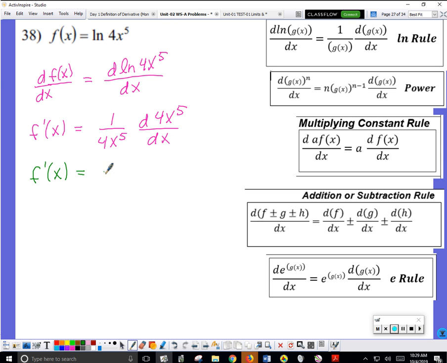I like to combine the, and you're fine to do this now if you'd like. I'm going to use the constant multiplying rule. So this is multiplied by this, but when I pull out the 4, now I'm just left with the derivative of x to the 5th. So that was the multiplying constant rule.